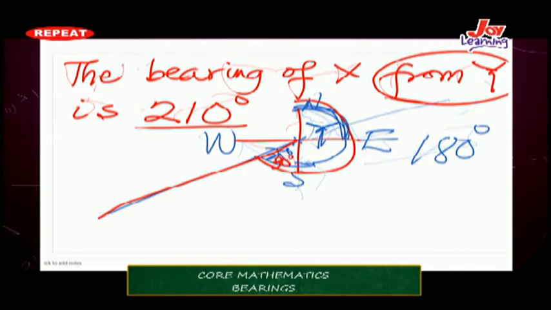Where is it going? The bearing of X from Y. So if it is from Y, it will come to X. So I will draw north, south, east, and west here, and here will be the location of X. That is an illustration of how to draw true bearings. Okay. Another illustration.